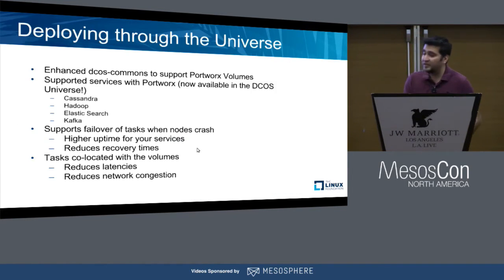We've also updated the framework to be able to co-locate your data with your nodes. Because we have control over the framework, we can query Portworx and figure out where the data is and launch your tasks local to that node. So this reduces latencies as well as network congestion on your network.